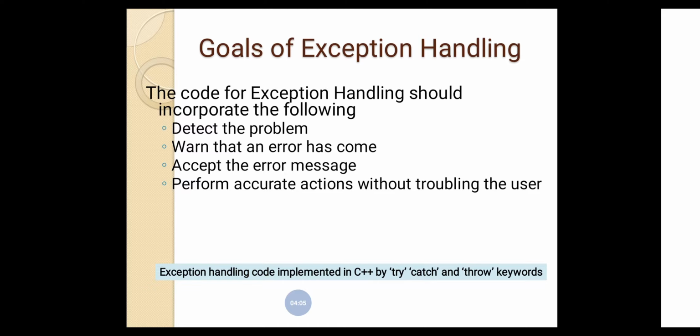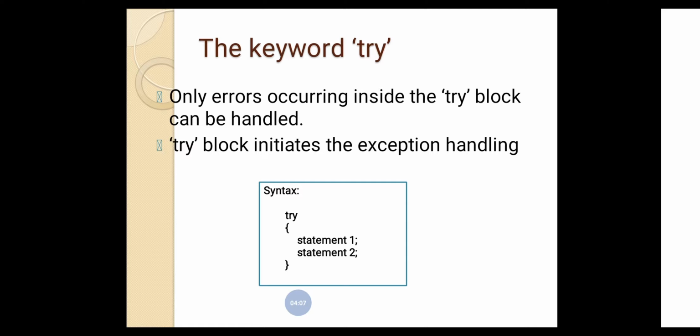So let's look at the try block first. Only errors which are occurring inside the try block can be handled. That means if you don't have a piece of code inside the try block, and there is an exception which happens there, we cannot handle it. The try block basically initiates the exception handling mechanism.